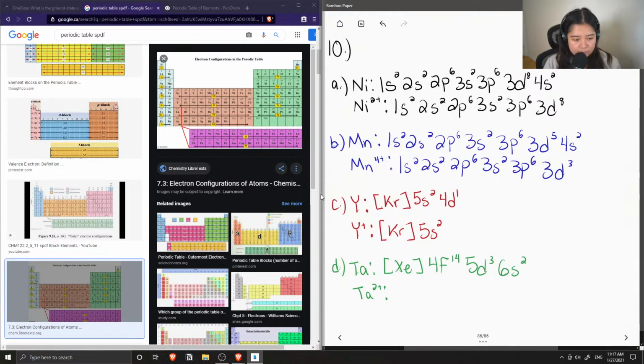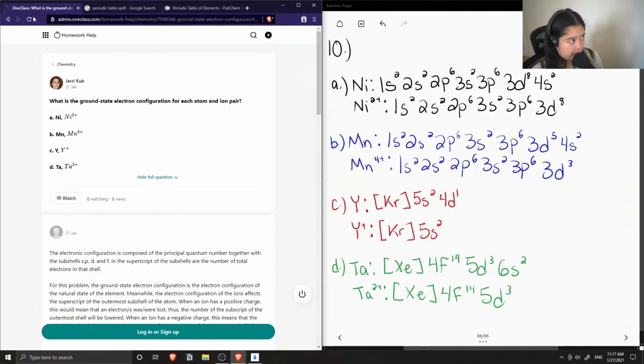And if we were to remove the 2 electrons, then our new electron configuration is xenon 4f14 5d3. Okay, so now let's see what the junior tutor said.